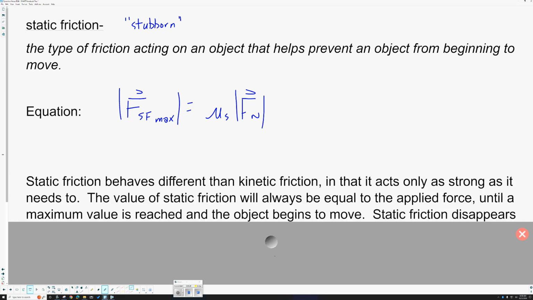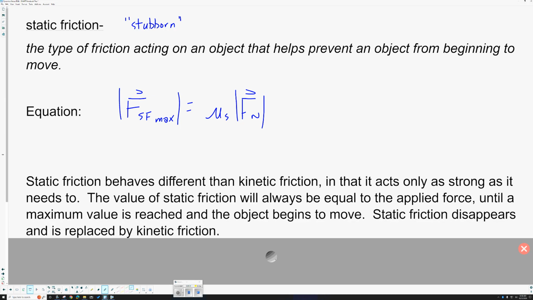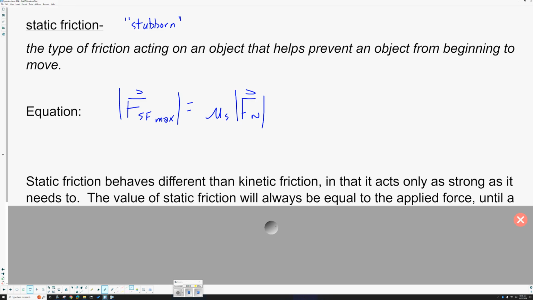So this is what we said just a minute ago. Static friction behaves a little differently than kinetic friction, and it's as strong as it needs to act. When I push with 2, it didn't push with 10 because it didn't need to. I pushed with 2, all it needed to do was push with 2 to keep the object at rest. I pushed with 20, well, it needed to push harder, so it pushed harder. It pushes as hard as it needs to push.